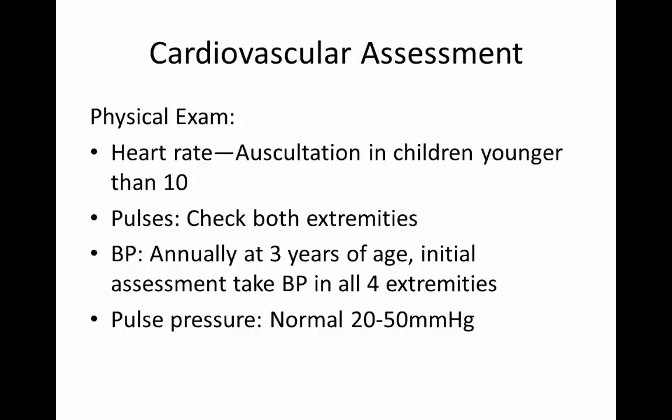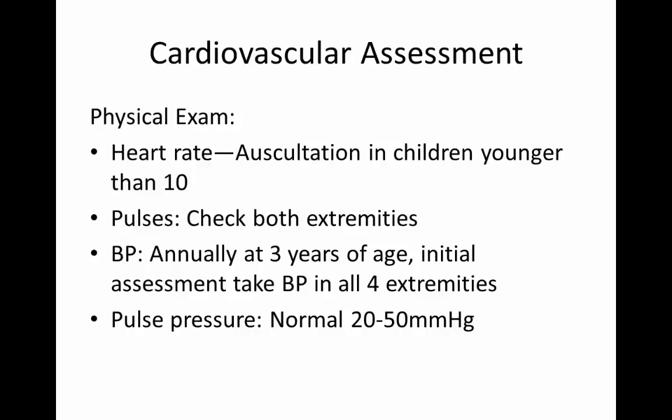For example, if S1 is the closure of the AV valves, you're going to have a closure of the mitral first and then tricuspid. So you're going to have an M1 T1. And for the semilunar valves, there's a closure of the aortic first and then the pulmonary. So you're going to have A2 P2. That is normal and it varies with inspiration. So splitting of S2 varies with respiration, widening with inspiration and narrowing with expiration.